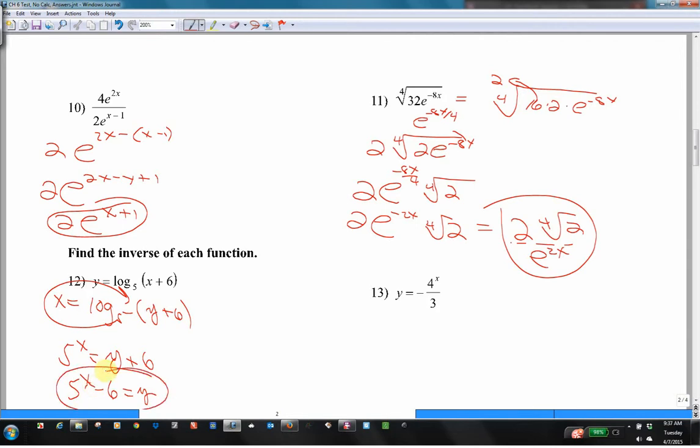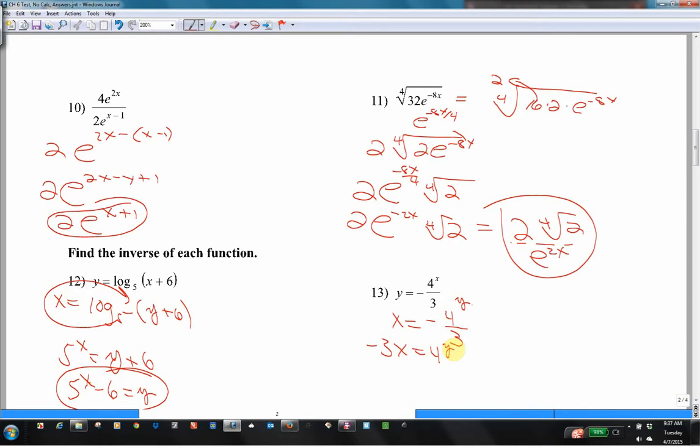The next one I'm changing an exponential. First thing I do is switch the x's and the y's. So that's x = (-4 to the y power)/3... let's go ahead and isolate the exponent part. So I'm going to take both sides times a negative 3. So I have negative 3x is equal to 4 to the y.